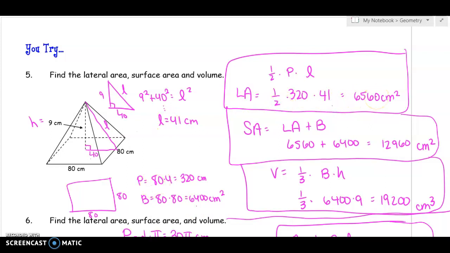Get 6,560. Surface area is lateral area plus the area of the base. So this number plus the area of the base. And you get 12,960 square centimeters. Volume is 1/3 times the area of the base times the height. And you get 19,200 cubic centimeters.